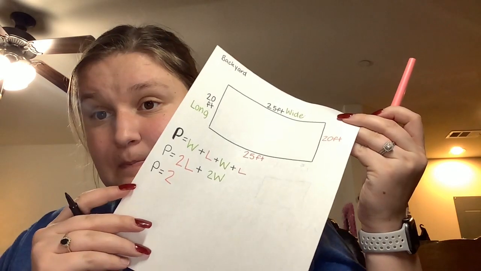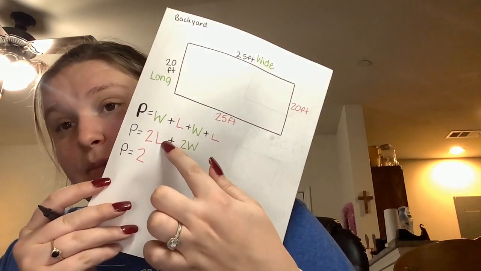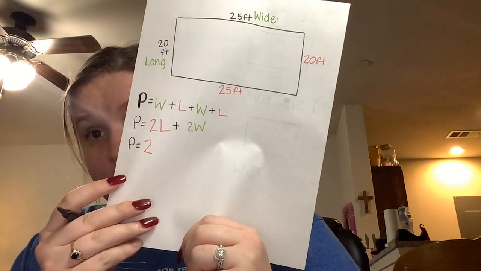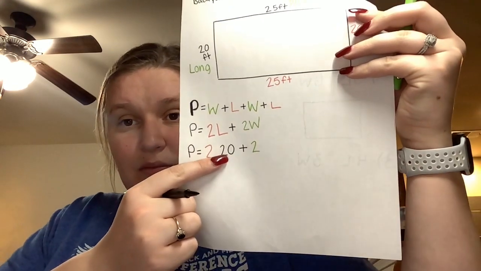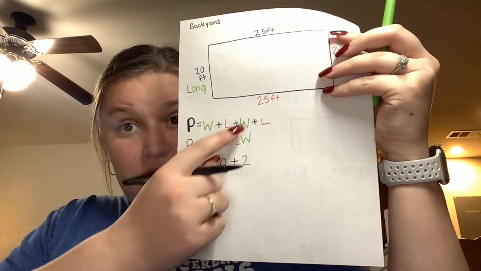So make sure you write your P again. P equals, we're going to keep our 2. Keep your 2. Do you understand? Okay. What number is for the length? 20. So we're going to write 20 for the length. And then we're going to plus, keep your 2 for the next one. Let me make sure y'all know where we're going with this. The 20 plus keep our 2. And what is our width? 25.